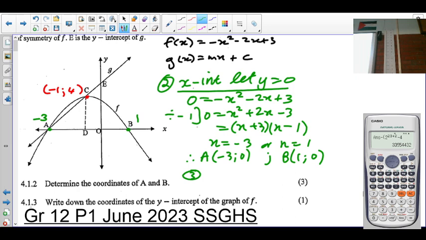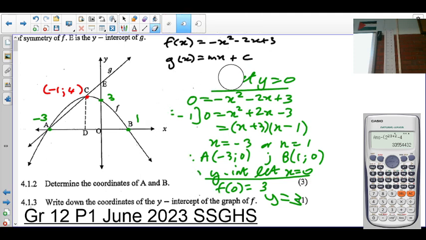4.1.3 says write down the coordinates of the y-intercept of the graph of f. So in other words, it's looking for that coordinate there. What do we do for the y-intercept? We let x equal to 0. Okay, so f of 0 is going to be negative 0 squared minus 2 times 0 plus 3, so it gives me an answer of 3. Okay, so the y value is going to be 3. Or you could have just written y is equal to 3. You don't have to show that calculation as well. Yes, Michael? Okay.